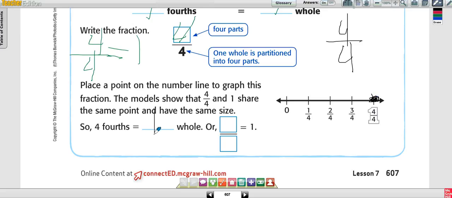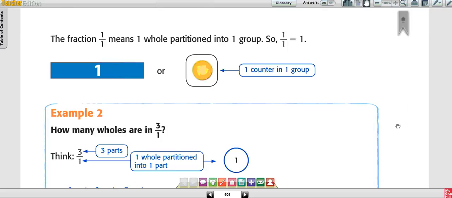And what's the fraction? How do you write the fraction again? 4/4. So 4 is the numerator and 4 is the denominator. Here it says the fraction 1 over 1 or 1. Yeah, 1 over 1 means 1 whole partitioned into 1 group. Okay. Either I have 1 counter in 1 group, or I have a bar that is 1 whole.